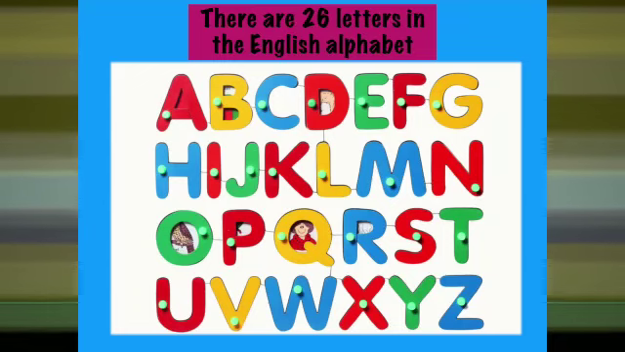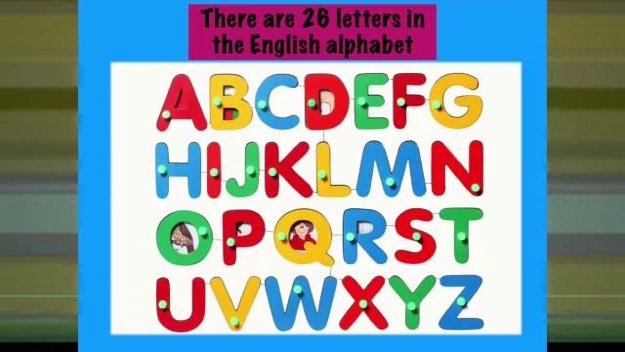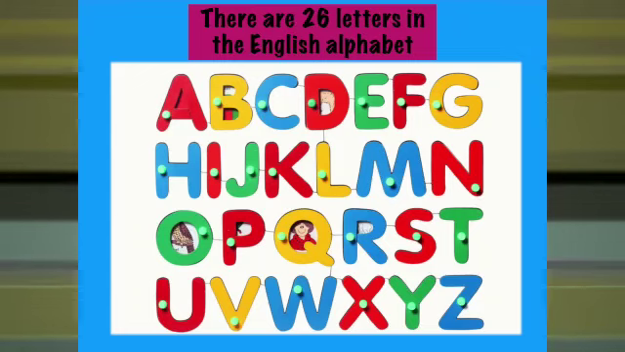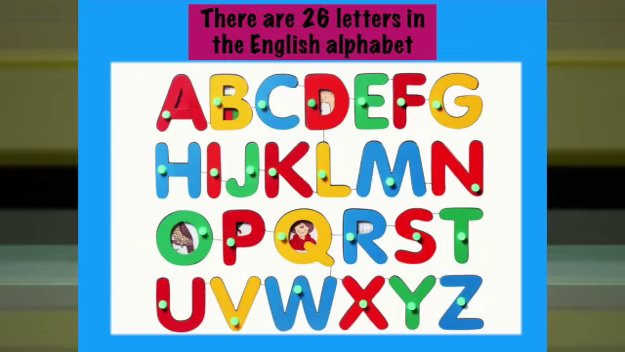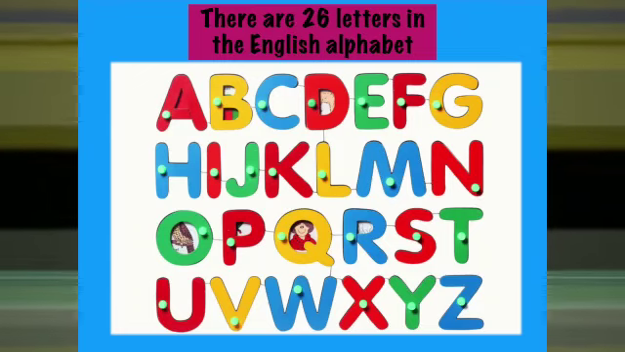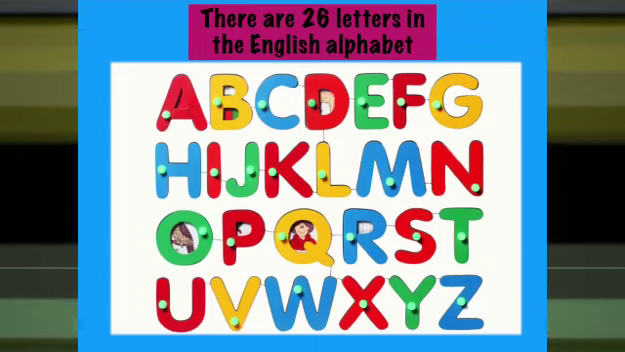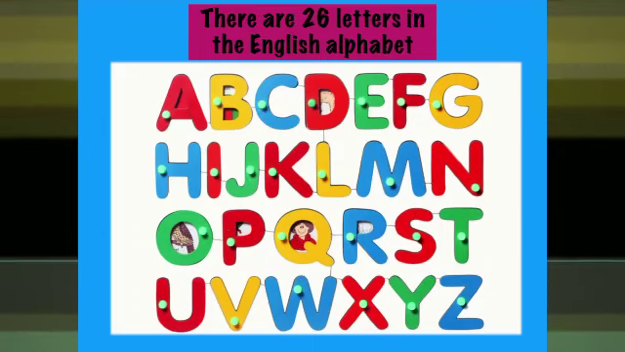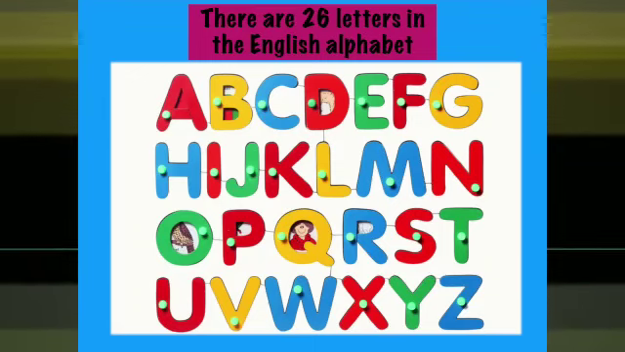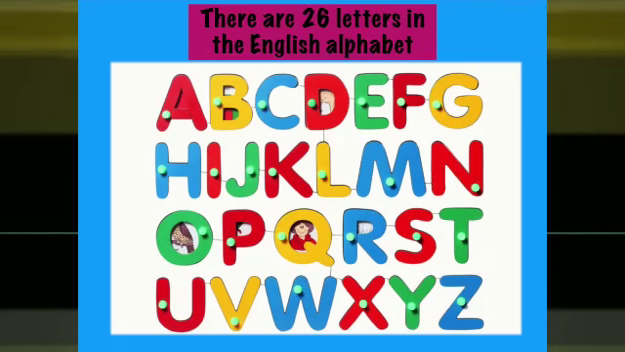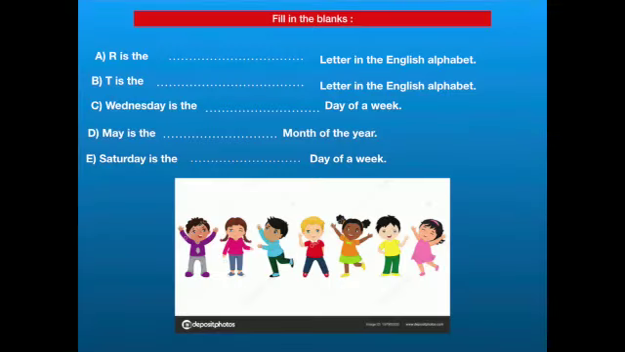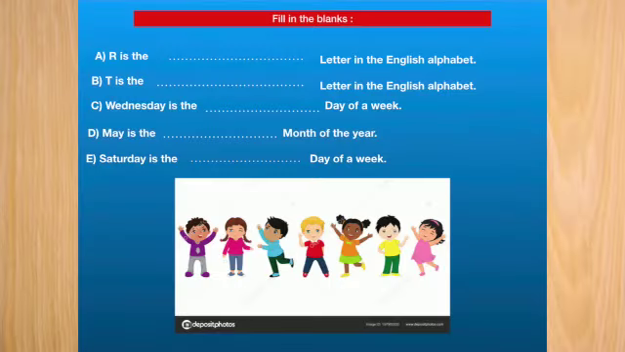Now let us take one more example. There are 7 days in a week. Monday is taken as the first day. Tuesday is taken as the second day. Wednesday is taken as the third day, and so on. I hope you all have understood the concept of ordinal and cardinal numbers.